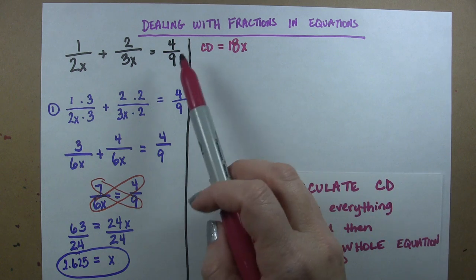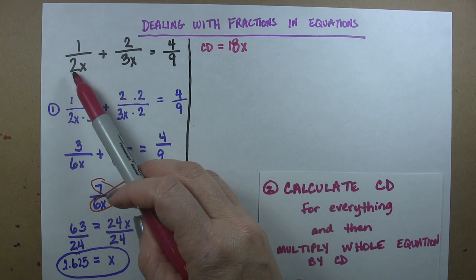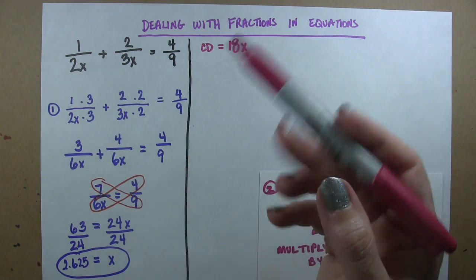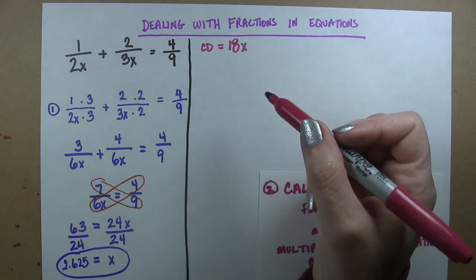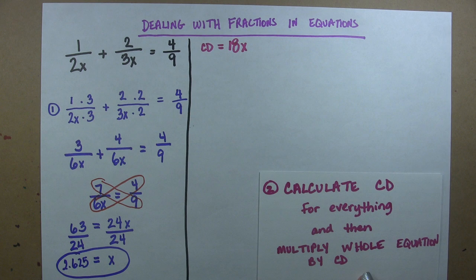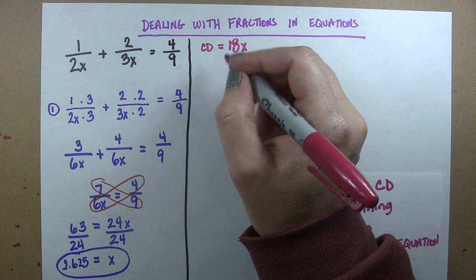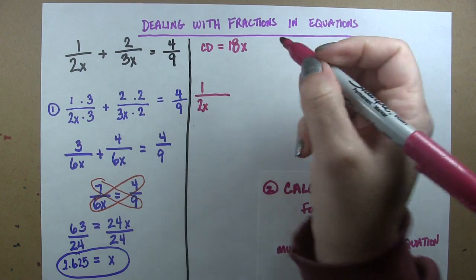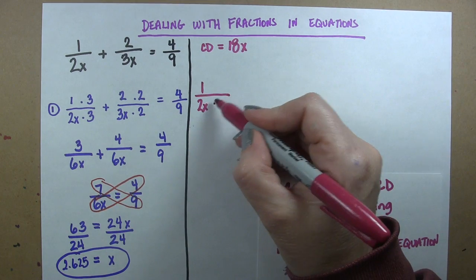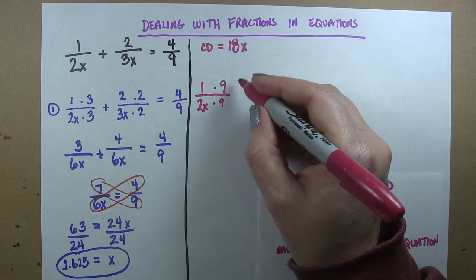If you didn't think of that, if you wanted to do 9 times 3 is 27 times 2 is 54 and make your common denominator 54x, that's fine with me. I don't care. But you pick a common denominator, and then you make that common denominator work. So let's do 1 over 2x, that's what we have now. And to get to 18x, I have to multiply the numerator and the denominator by 9.